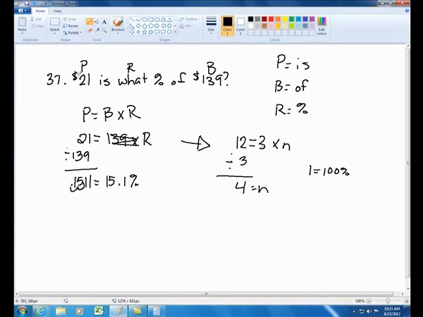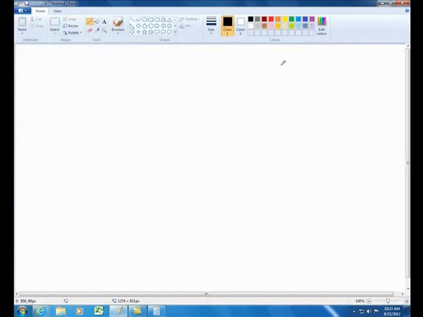Now let's do number 39 so that we get an example of all of them. I'm going to write my little cheat up here. P is with is, B is with of, and R is always in the form of a percent. Number 39. $30 is 15% of what?